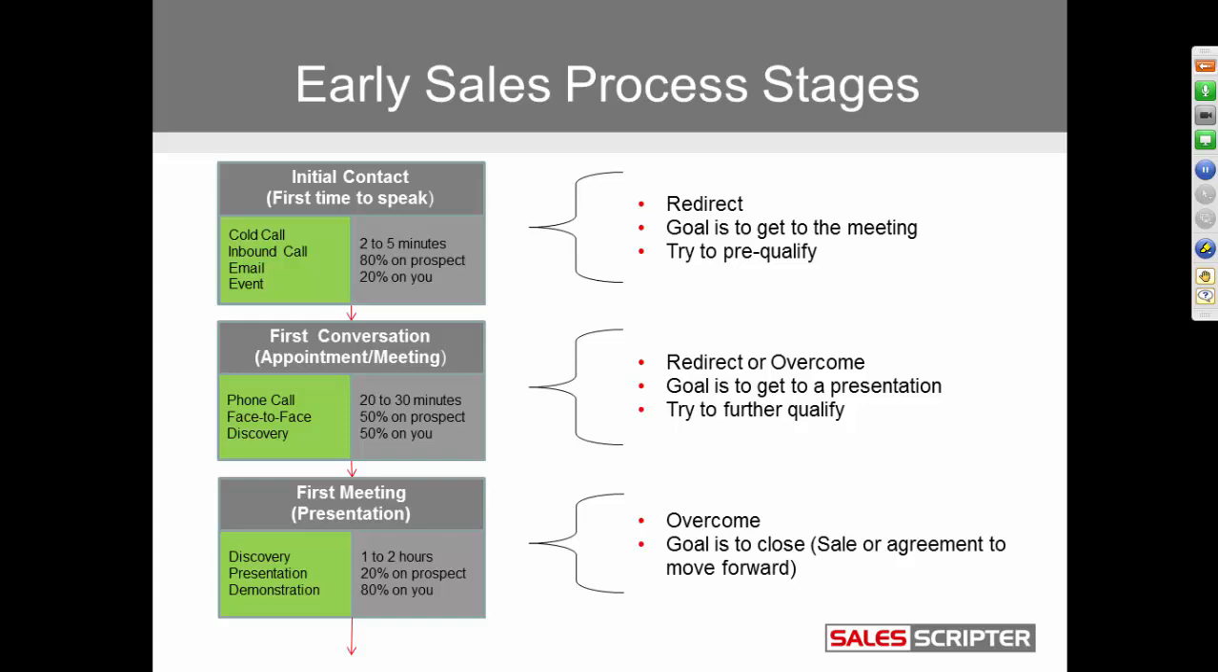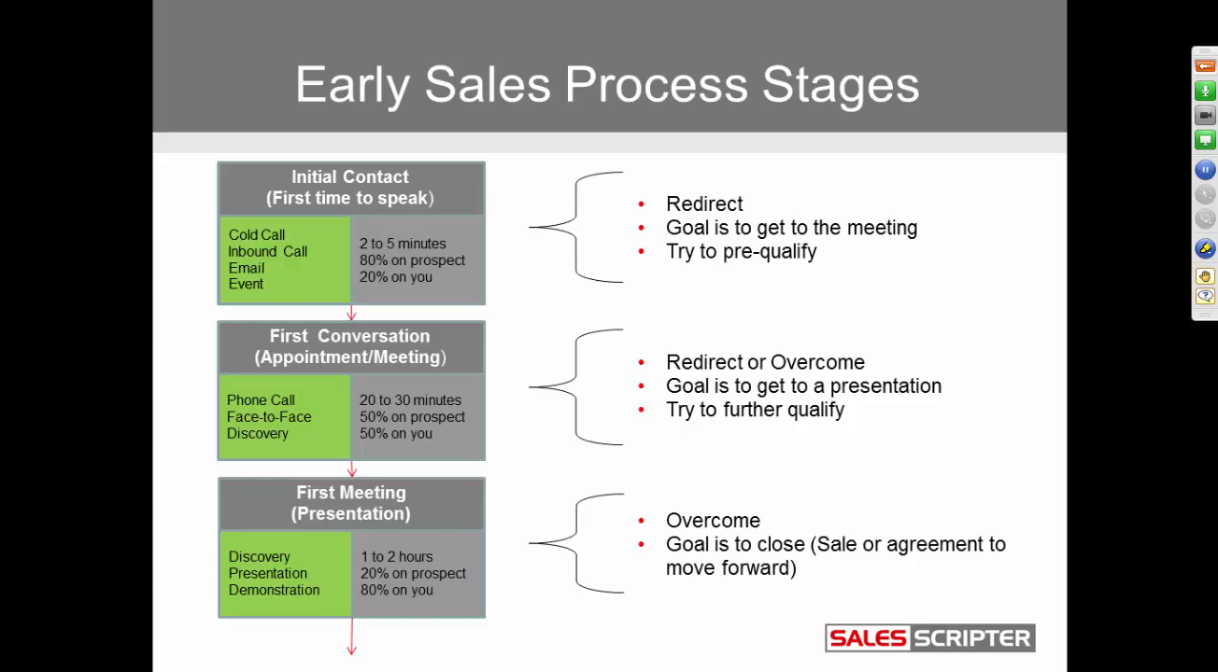And bear in mind that first conversation is 2 to 5 minutes. So what I do not want to do in that first initial contact is try to overcome the objection. A couple reasons why. I don't have the time. I don't have the time to overcome the objection. 2 to 5 minutes is not enough time for me to build my case as to why the prospect is wrong and why I am right.